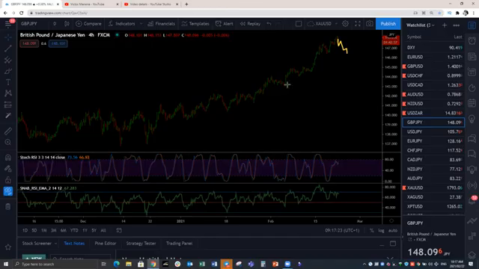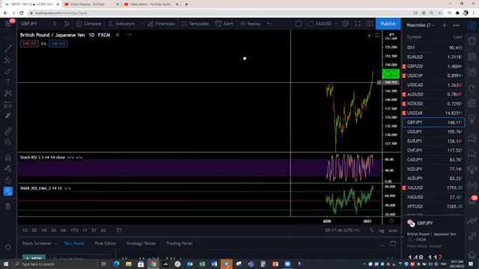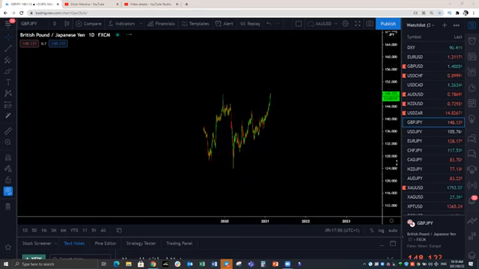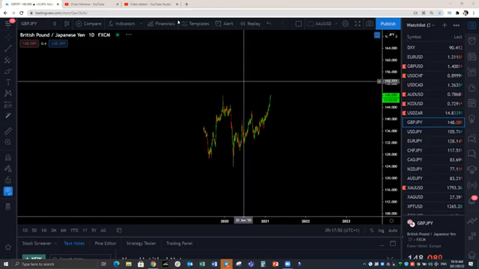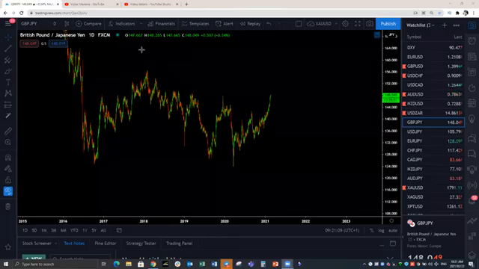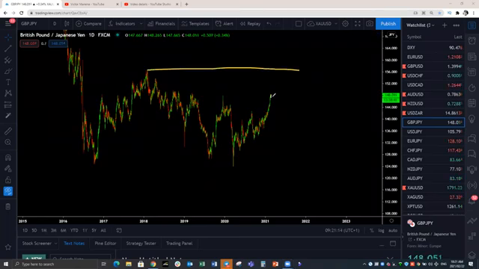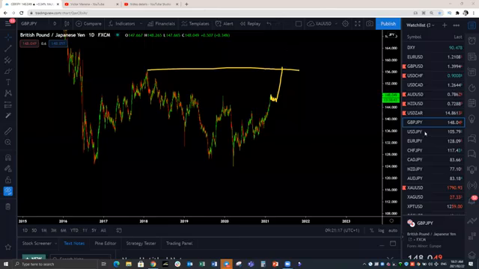Just want to confirm that target again. We are looking for this to continue to push to the upside. Right, so that is pound yen, and we're still looking for it to get to that level. It's not going to happen in a straight line. We may get a deeper correction at some point.